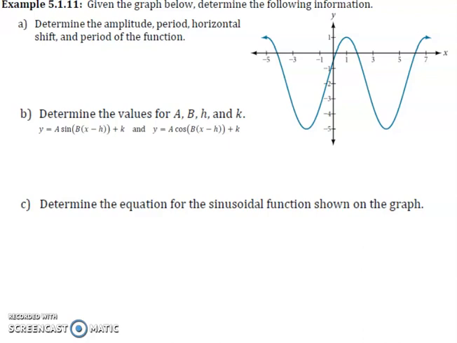I'd like you to go ahead and take a moment now to pause the video and attempt identifying the amplitude, period, horizontal shift, and midline of our function from the graph that's shown to the right. Once you have all that information, I would like for you to go backwards with that information and write your formula using the values that you identified for A, B, H, and K. So go ahead and take a moment to pause the video and try doing that on your own before I lead you through it.